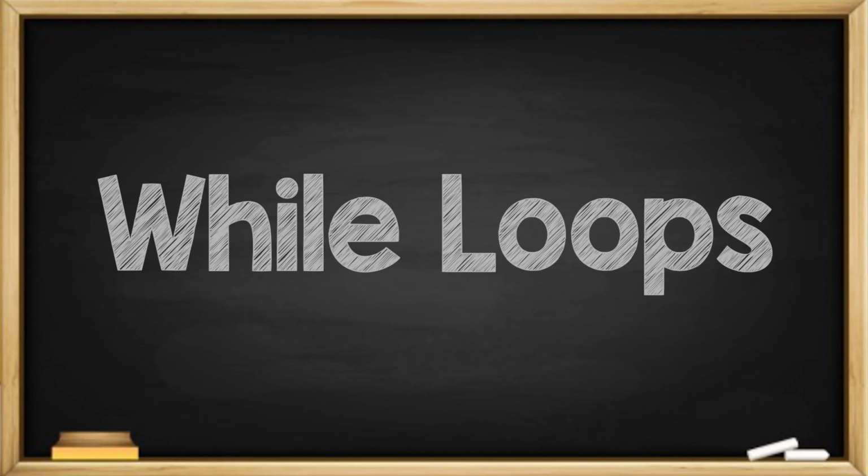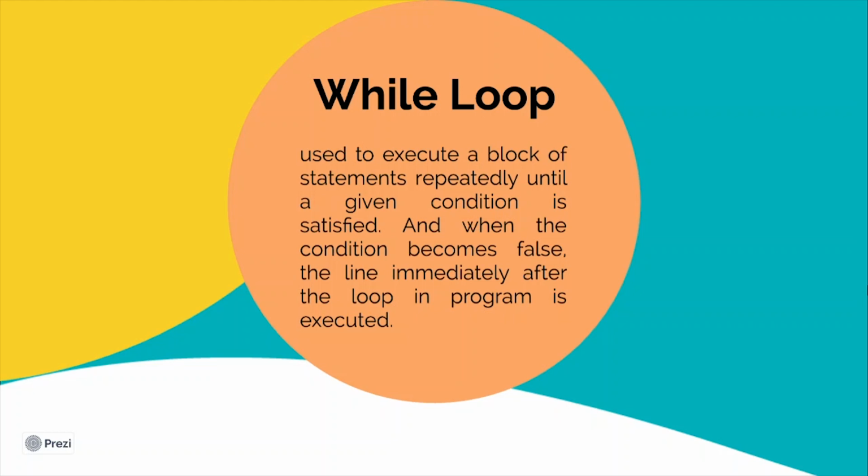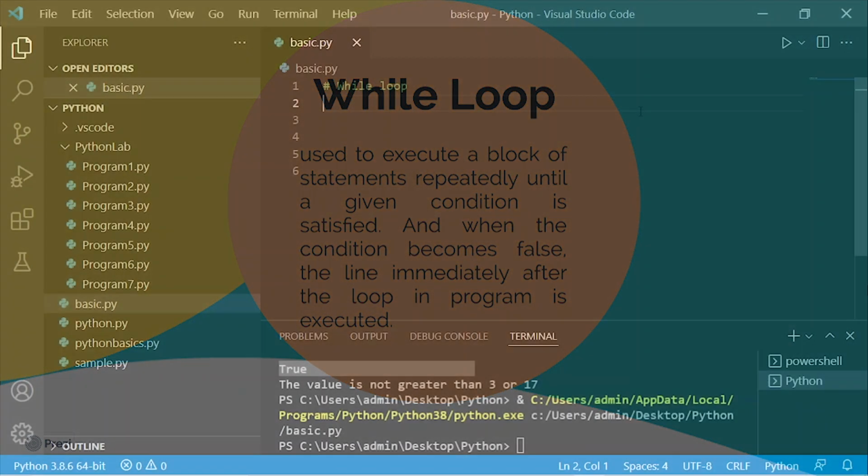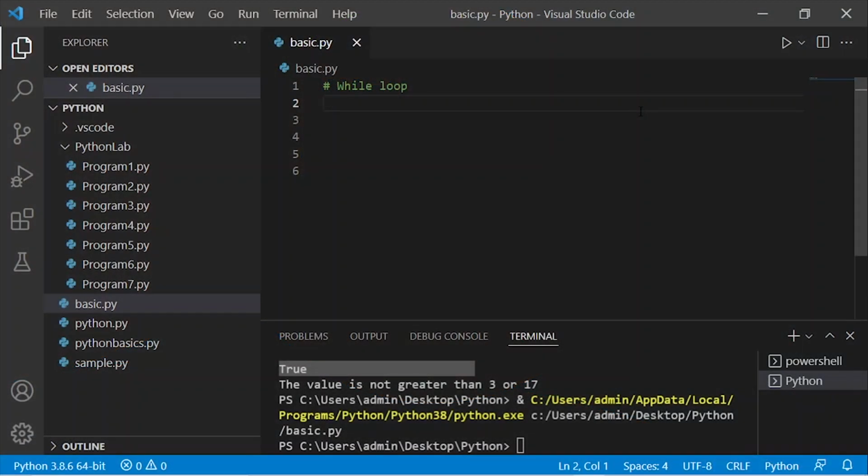Now let's see what is a while loop. In Python, a while loop is used to execute a block of statements repeatedly until a given condition is satisfied, and when that condition becomes false, the line immediately after the loop in the program is executed. Now let's see how a while loop works.